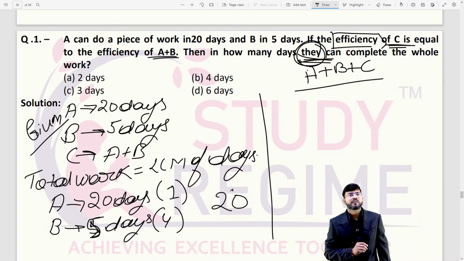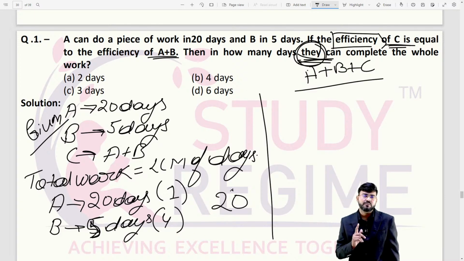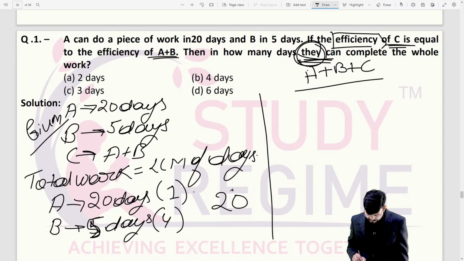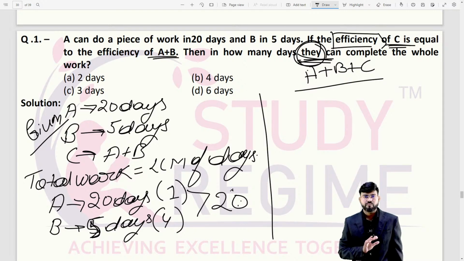Clear? The work done by A in 1 day is 1 unit. The work done by B in 1 day is 4 units. How do you get this? You divide 20 by 20, you get 1. You divide 20 by 5, you get 4. Clear?